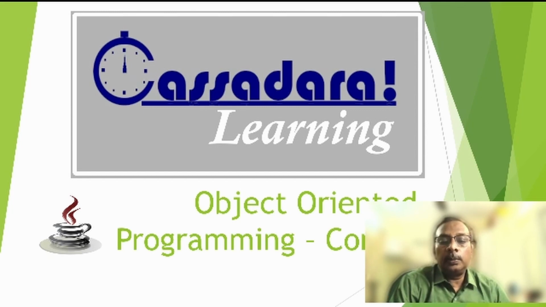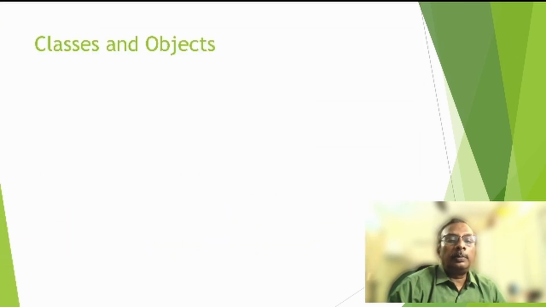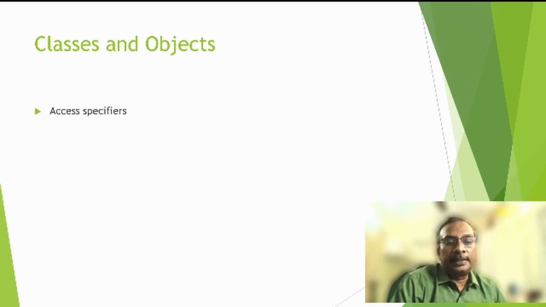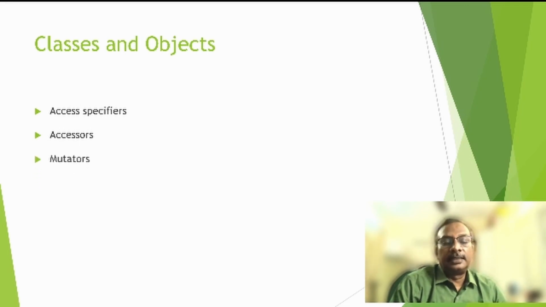Today we are going to continue with the object-oriented programming concepts. So far we had seen what objects and classes are, what their properties and functionalities are, and how we define them, right? So now we are going to continue and elaborate on that concept. What we are going to see today is about access specifiers. What are access specifiers? How do we use them? And then we are going to learn about accessors and mutators of a class.